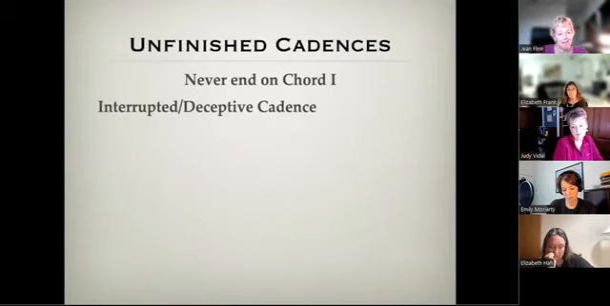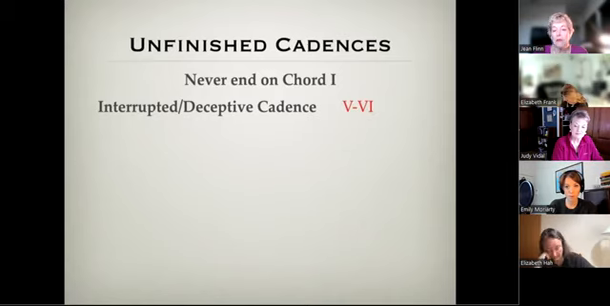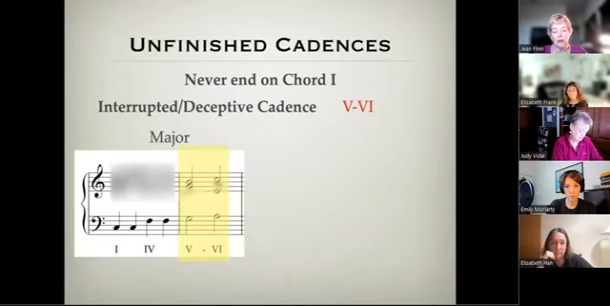Now, this is a wonderful cadence. The clue's in the name. It's a surprise. Something happens that you're not expecting. And this goes from chord 5 usually to chord 6. Now, the listener is often expecting it to go from chord 5 to chord 1. They're expecting this perfect cadence. But instead, they get this surprising sound. Have a listen to the interrupted cadence in C major.